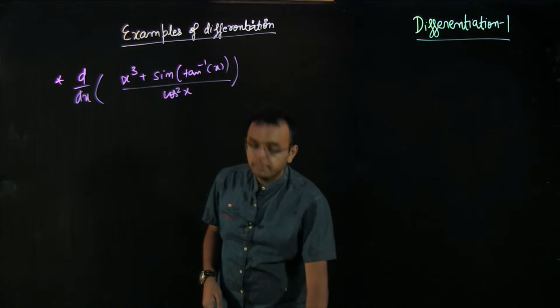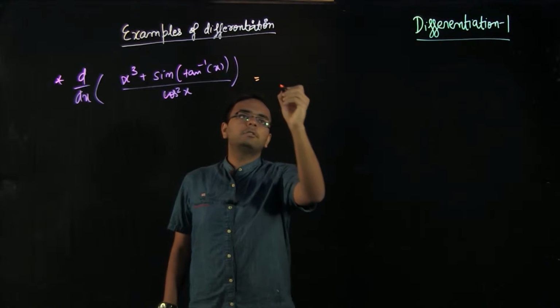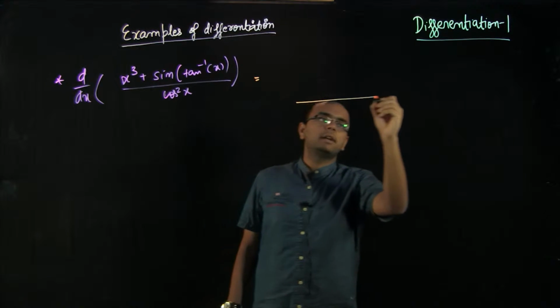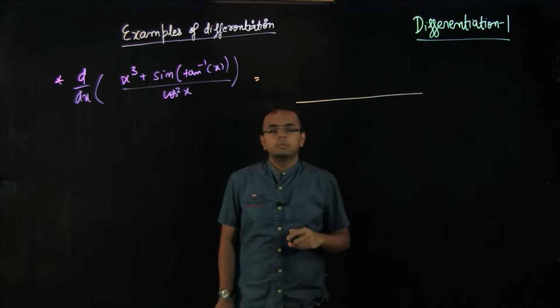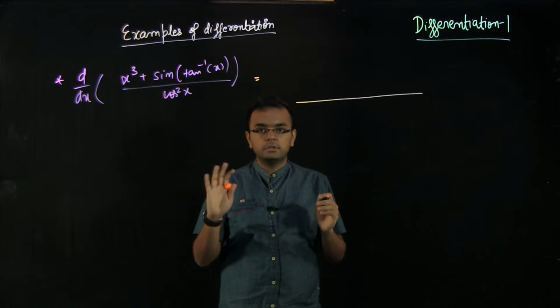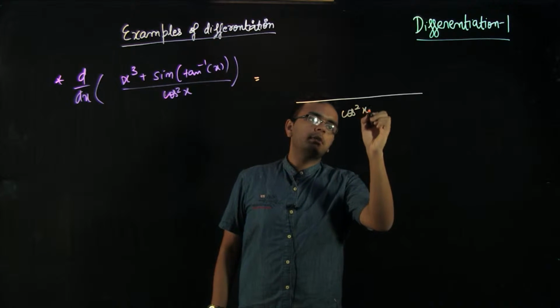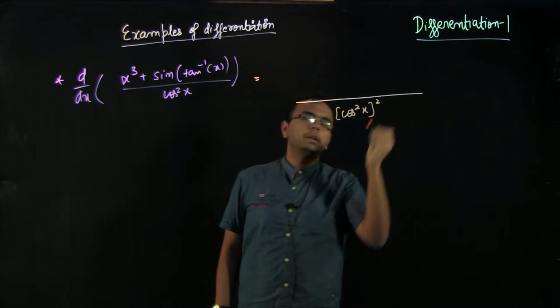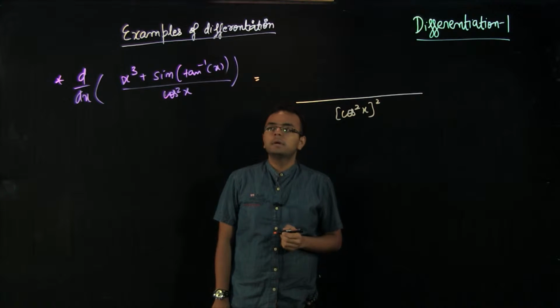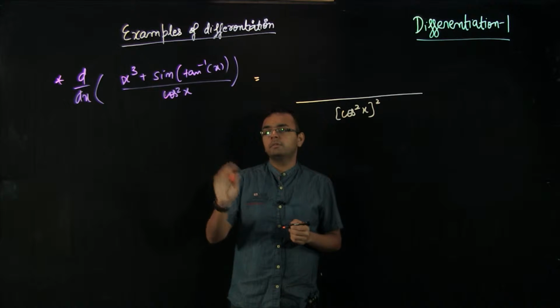So this is g(x) by f(x) type. We should learn how to write the answers directly without trying to do too many steps. This is the denominator, we will take a square of the denominator, that is the division rule. So I hope you are familiar with the division rule. So cos square x whole square, which will be nothing but cos to the power 4 x. Okay, then differentiation of the numerator first. So the derivative of the numerator.